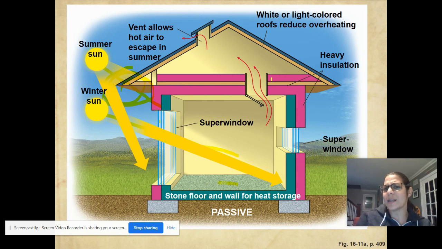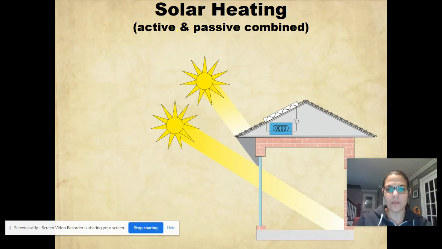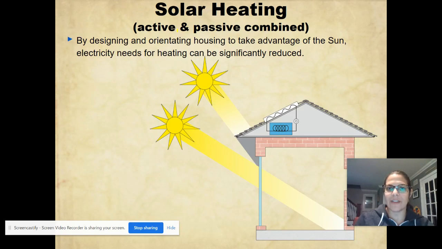A lot of times you have heavy insulation, light colored roofs to reduce overheating, and then you have a vent that allows hot air to escape in the summer. Most of you probably have an attic fan. Mine was going the other day because when it starts to get hot, it sucks the heat out of the house. Right. So now when you have active and passive combined.